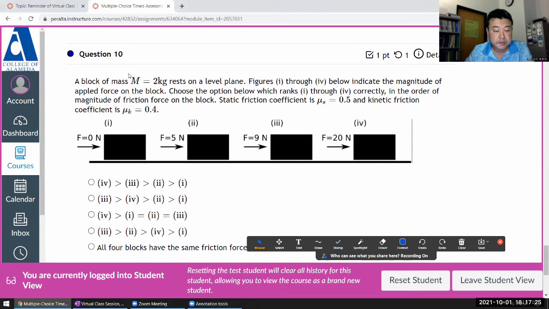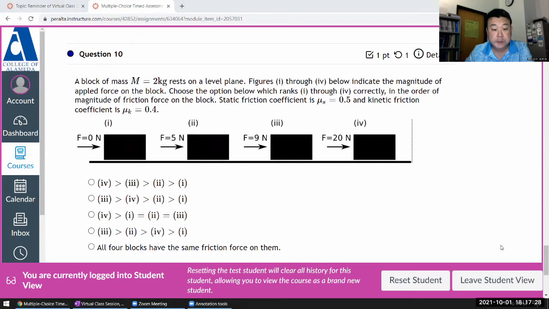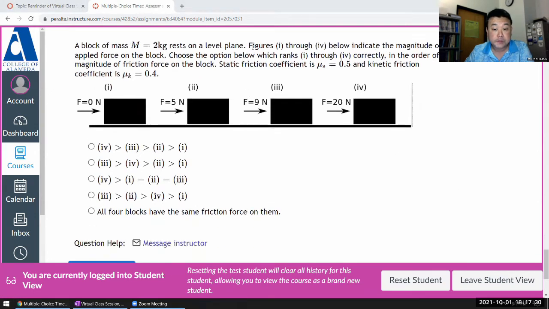Okay, this is a friction question. Figure shows magnitudes of applied forces on the block, choose the option below which... can't remember this. It comes down to cases 1, 2, 3 are static friction forces, and case 4 is a kinetic friction case. And in this kinetic friction case, when you work through the numbers, this is what you get.